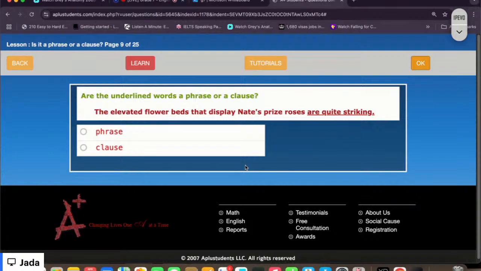So the elevated flower beds that display Nate's prize roses are quite striking.